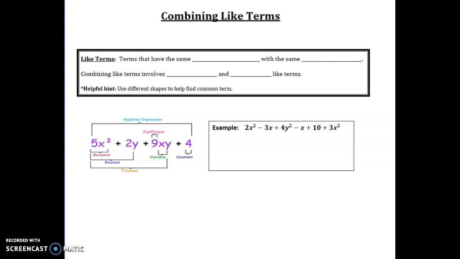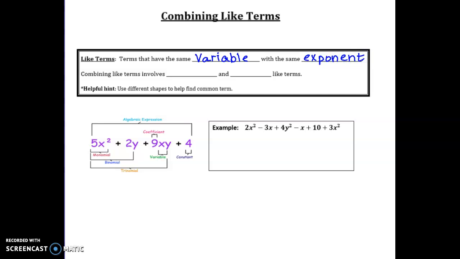Hey guys, today we're going to learn how to combine like terms. Like terms are terms that have the same variable, okay, so let's write this in, with the same exponent. Okay, so a little background.